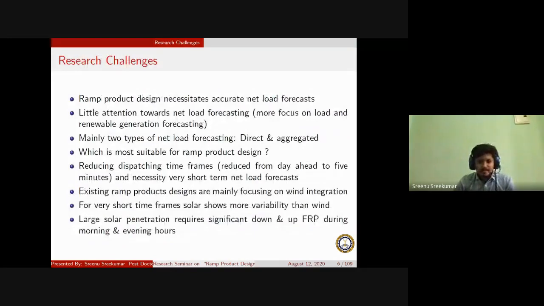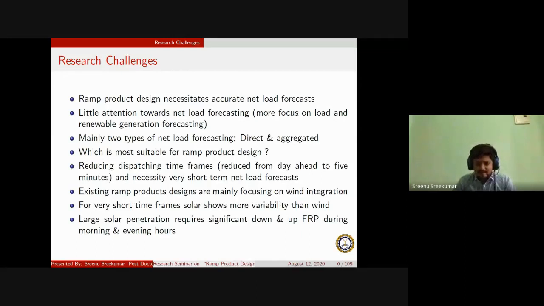Even though FRP got quantum research attention, there are challenges which have to be addressed. One is that RAM product design necessitates accurate net load forecast. In current literature, there is only little attention towards net load forecasting, and more focus is given to load and renewable generation forecasting. And mainly two types of net load forecasting techniques are available: direct and aggregated. And we have to find which is most suitable for RAM product design. And obviously, the model which produces an accurate net load forecast will be suitable for FRP design.